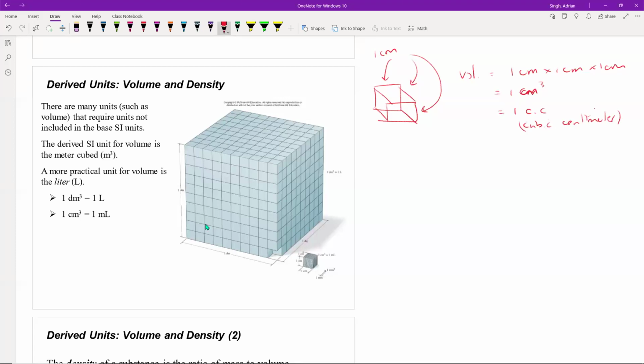And that, if you were to fill that with a liquid, would occupy a volume of 1 milliliter. Small m meaning milli, and big L for the liter. So the equivalence there is 1 cubic centimeter is equal to 1 mL. And the cubic centimeter here is your derived unit. It's derived from the other units that we talked about previously.